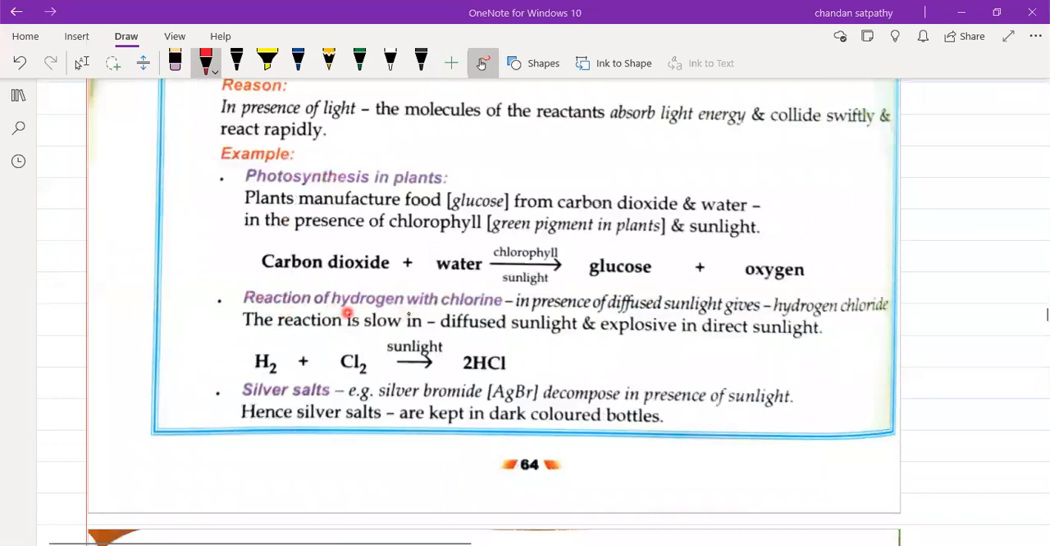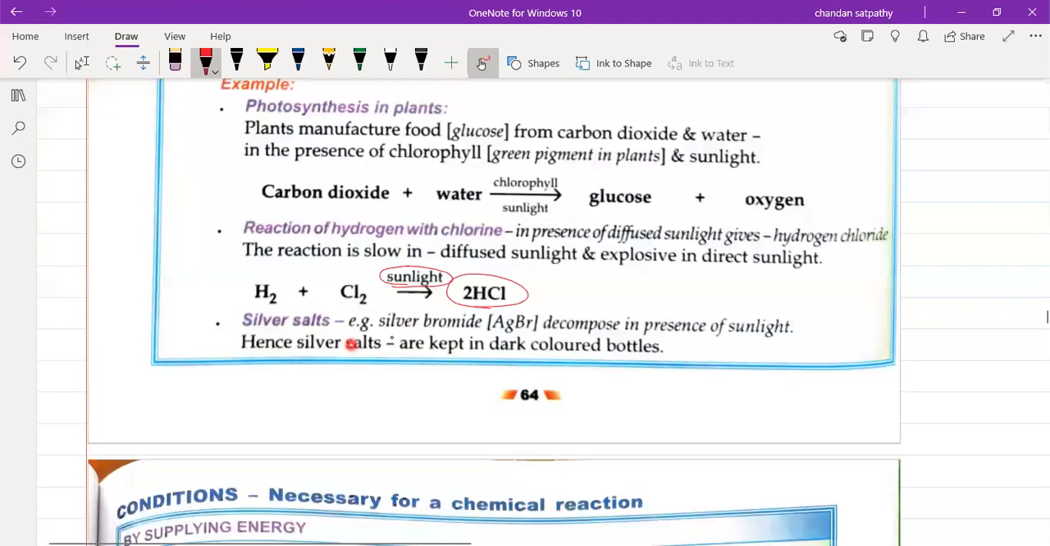Then the reaction of hydrogen with chlorine. When hydrogen and chlorine combine in the presence of sunlight, only then does this reaction take place, and they form hydrogen chloride gas. Next, silver salts like silver bromide decompose in the presence of sunlight. That is why they are kept in dark colored bottles. Why are silver salts kept in dark colored bottles? Because they decompose in the presence of sunlight.